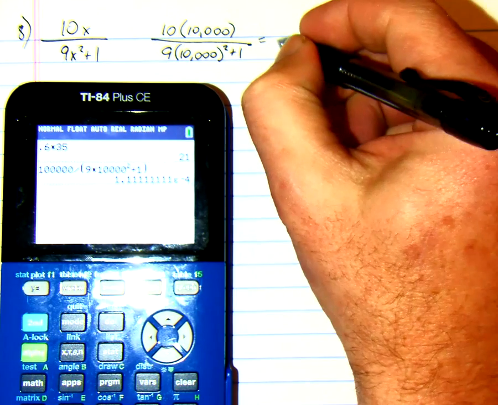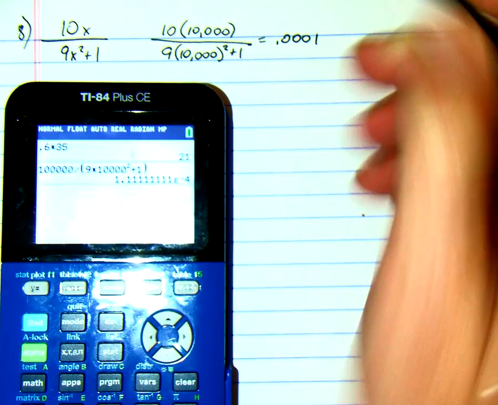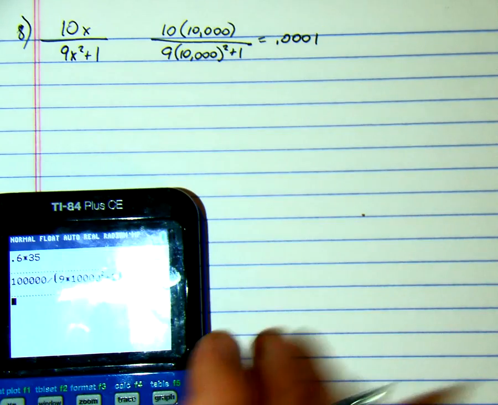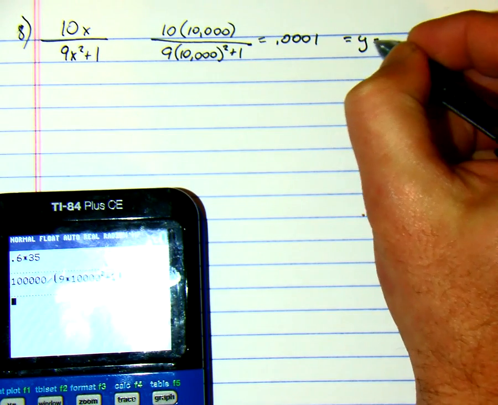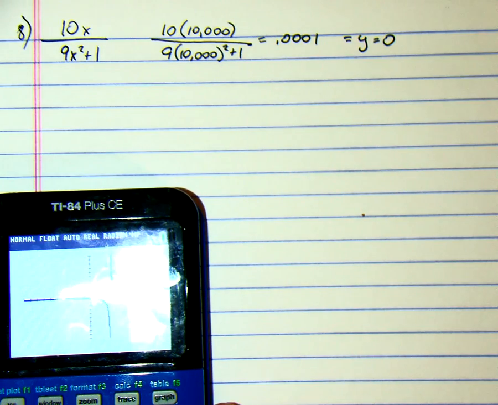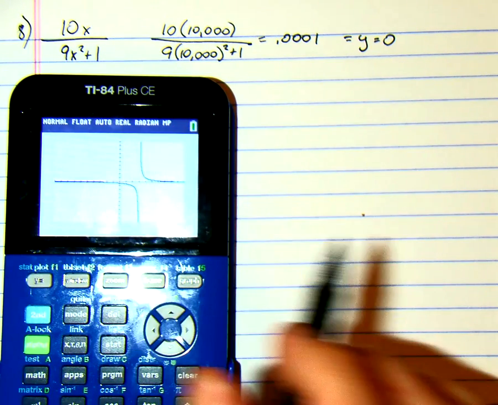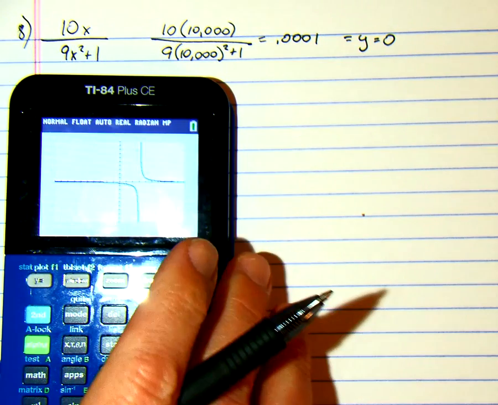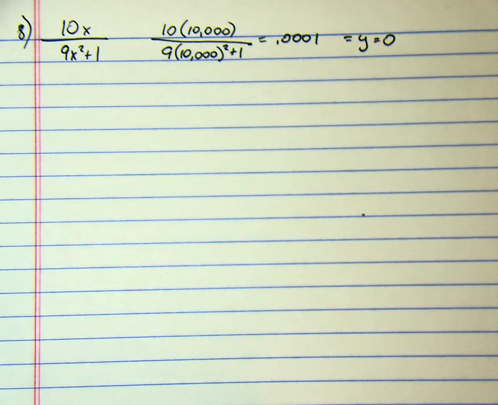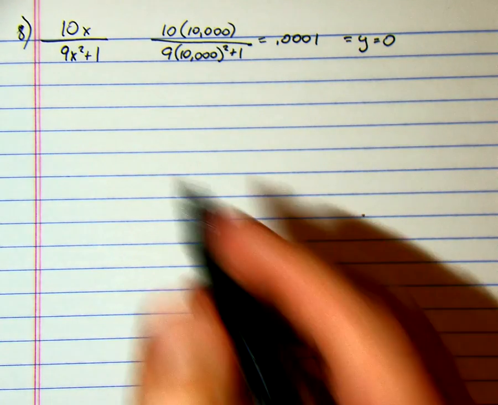So this is 0.0001, which is a number that's really close to 0. So this is just like the one that we showed you. This one's going to have a horizontal asymptote at 0. Now, we can actually remember rules if you'd rather remember rules. So let's talk about our rules real fast.